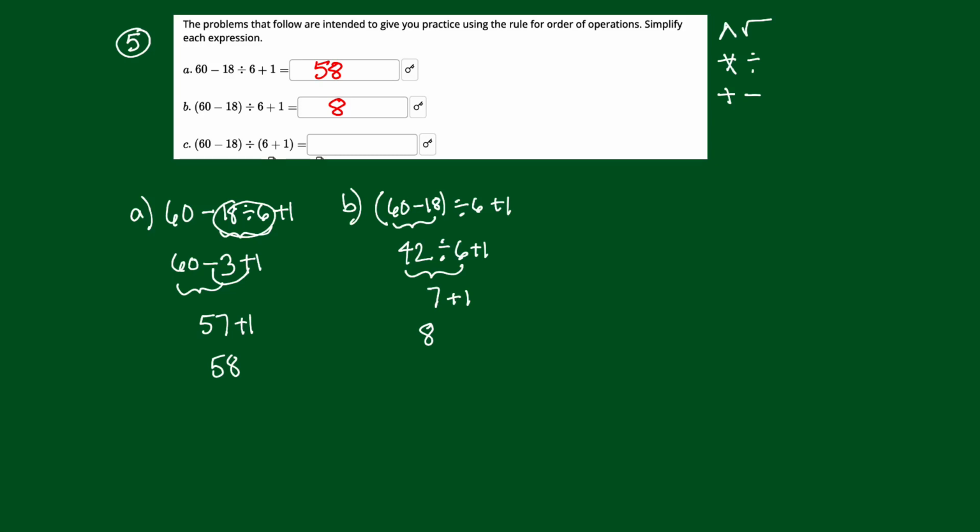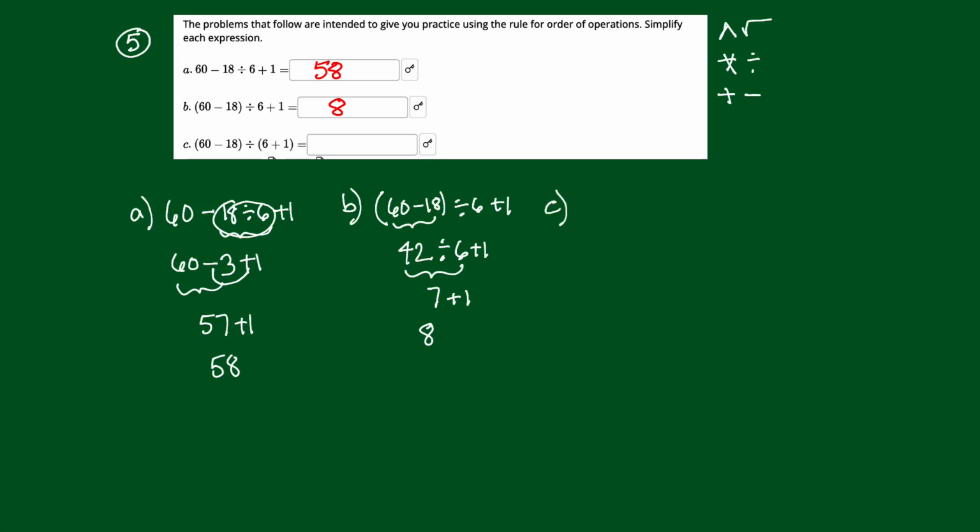Now, just run a quick comparison between A and B. In A over here, we had the 60 minus 18. We have the 60 minus 18 over here. But then this is divided by 6. This whole thing is divided by 6. Over here, only the 18 is divided by 6. So by the order of operations over here, I do the division first, getting the 3. Over here in B, because I have parentheses, I do the operation inside the parentheses first, getting that 42.